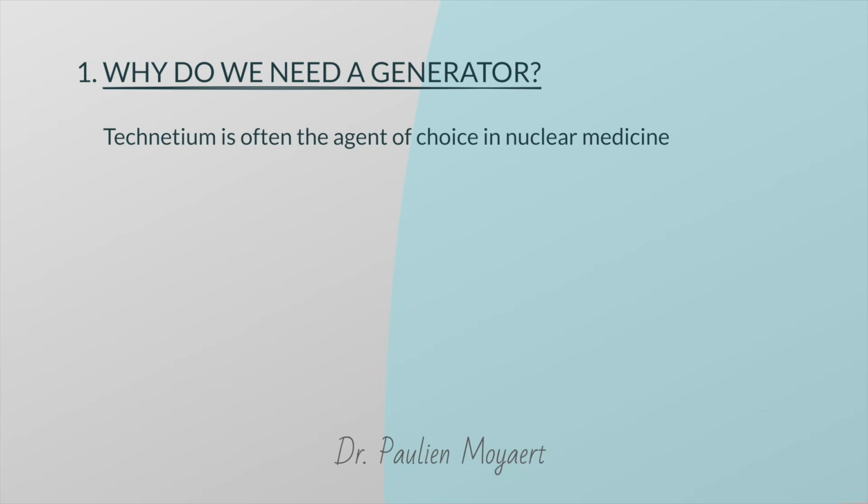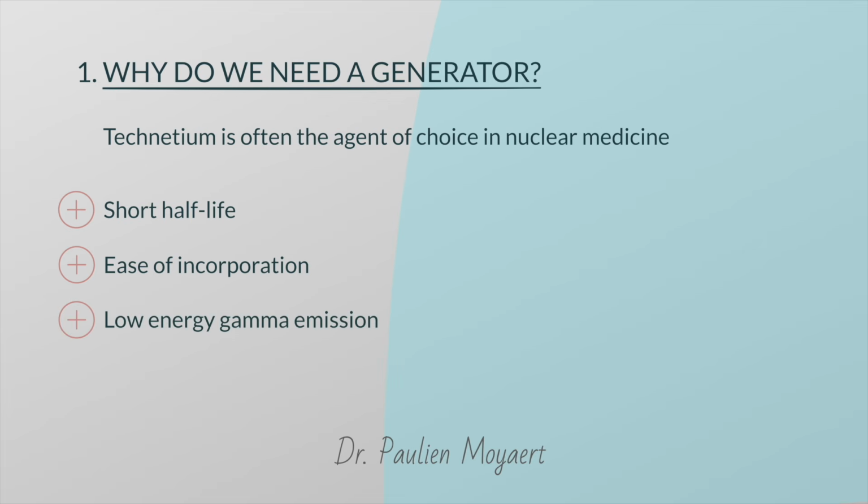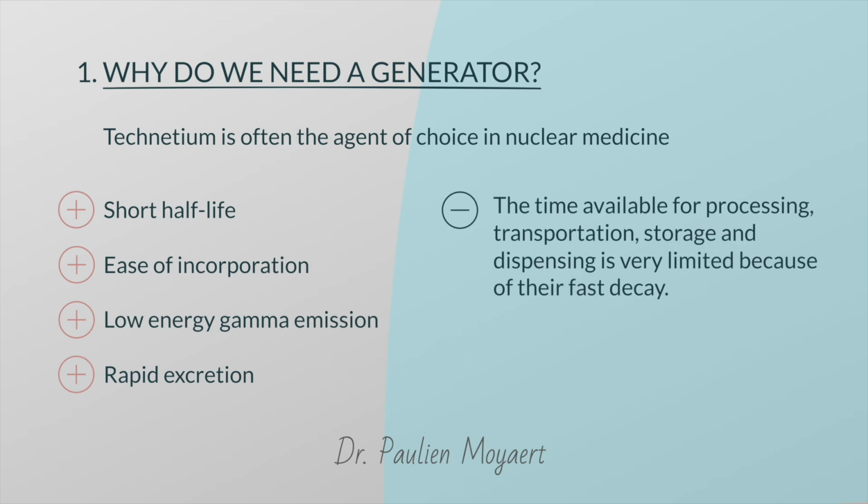Technetium is often the agent of choice in nuclear medicine. Its short half-life, ease of incorporation into a variety of carrier molecules, low energy gamma emission, and rapid excretion make it ideal for obtaining images of the major internal organs and skeleton of the human body. However, the time available for processing, transportation, storage, and dispensing is very limited because of their fast decay. The use of a generator solves the problem associated with the transportation of short-lived radioisotopes.